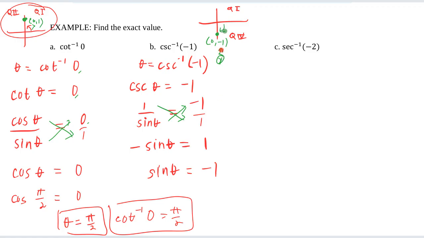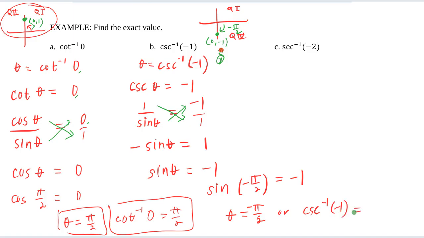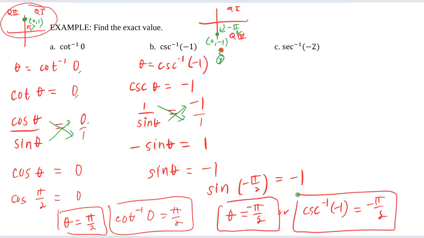If we rotate that clockwise, we see an angle which is negative pi over 2. And negative pi over 2 is still within the range of inverse cosecant. So we can now accept that angle. So sine of negative pi over 2 is equal to negative 1. We can also say that angle theta is equal to negative pi over 2, or you can say that inverse cosecant of negative 1 is equal to negative pi over 2. So that would be now our angle.